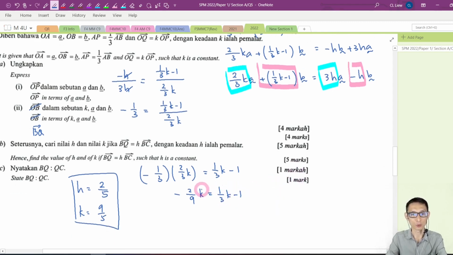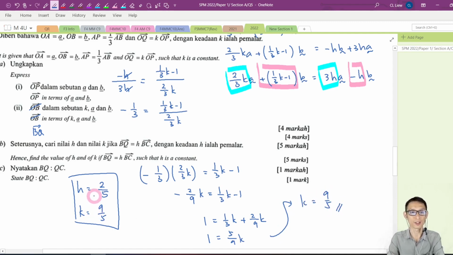Negative 1, I'm going to move it here, it becomes positive. The 1 over 3K, I just copy here as negative, move it to the other side, it will become positive. Just press your calculator. 1 over 3 plus 2 over 9, you will get 5 over 9. So 1 is equal to 5 over 9K. Therefore, K is equal to 9 over 5. We got the same answer.